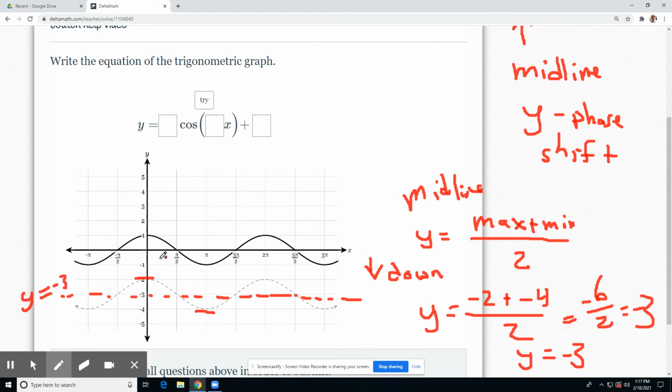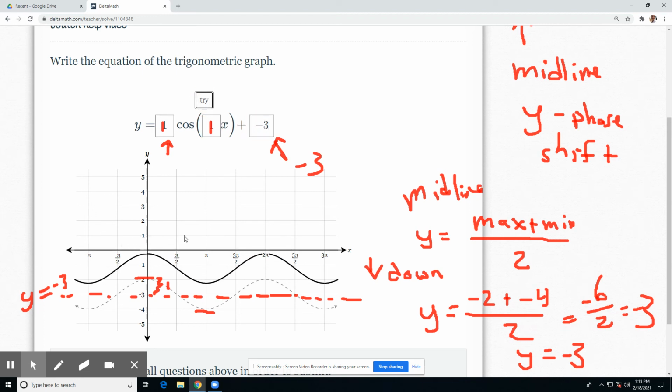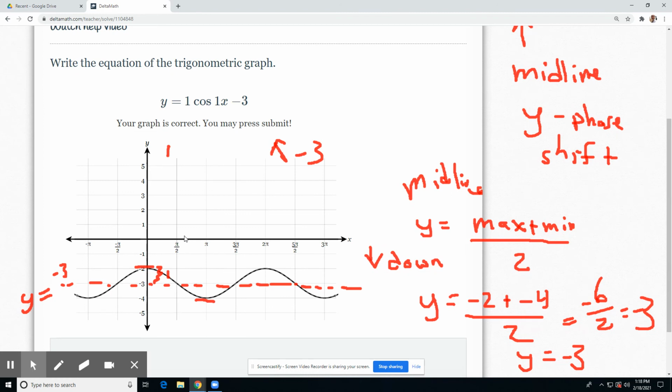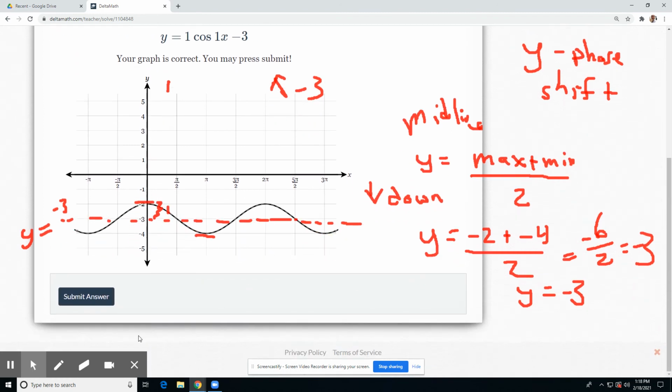And nothing else has changed. So that means there's no change in amplitude. The amplitude is 1. That's 1 unit, so just kind of reminding yourself. There's no change in period. It's not going faster or slower. So that's a 1 also. And then our midline is -3. 1, 1, -3. And then it moves it on down. Okay, there we go.